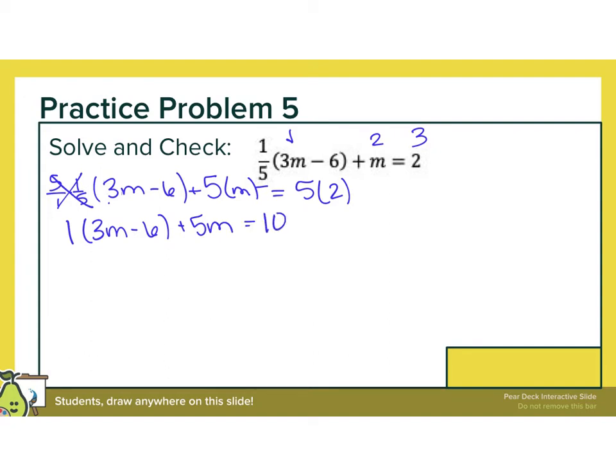If I distribute the 1, I just get exactly what I have without the parentheses. 3m minus 6 plus 5m equals 10. Combine like terms. It's the m's. Add them together and get 8m.